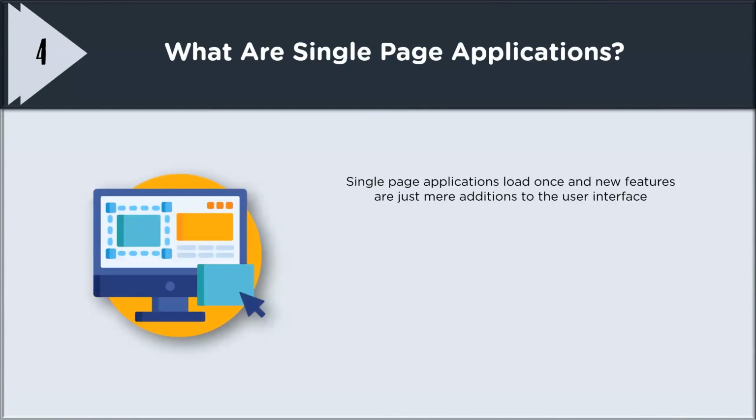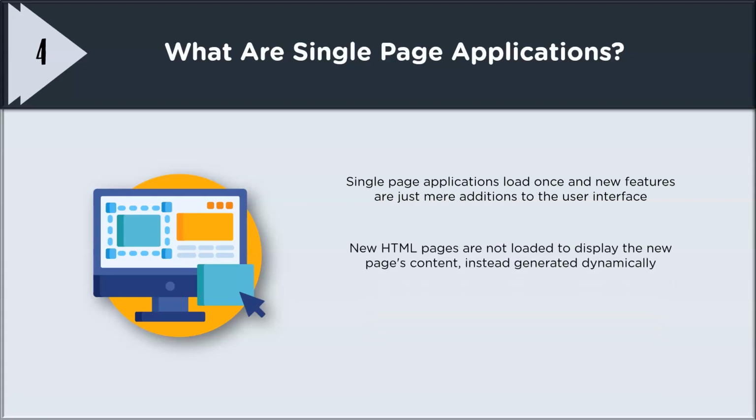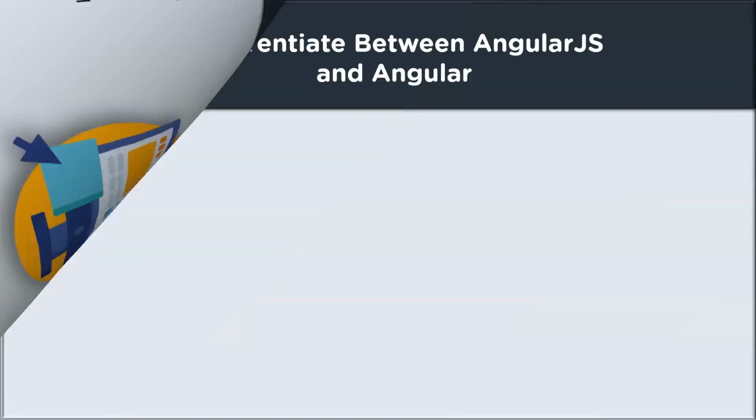Next question, what are single-page applications? Single-page applications are web applications that load just once, with new features just being mere additions to the user interface. It does not load new HTML pages to display the content. Instead, it's generated dynamically. This is made possible through JavaScript's ability to manipulate the DOM elements on the existing page itself. An SPA approach is faster, thus providing a seamless user experience.